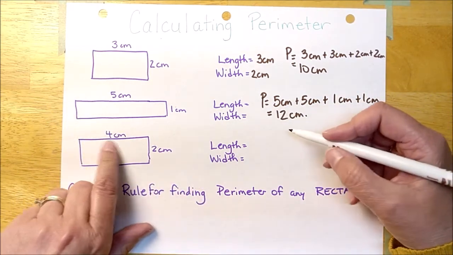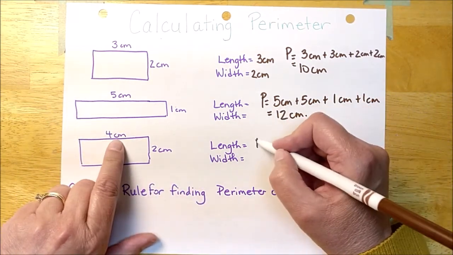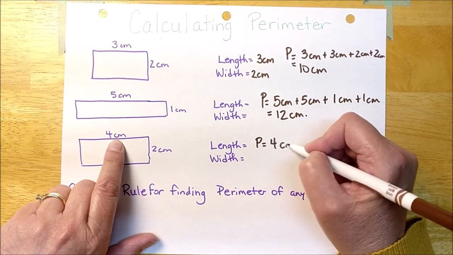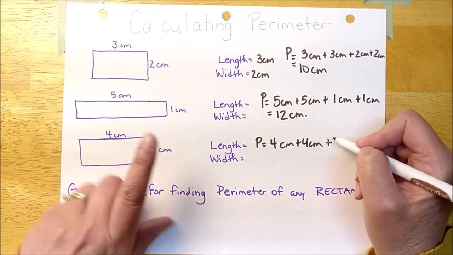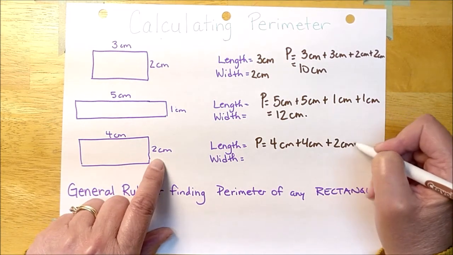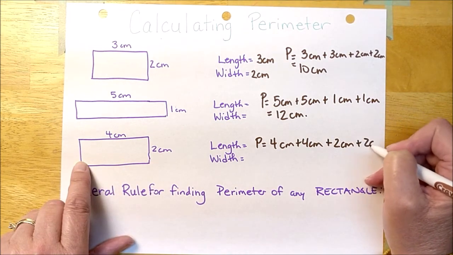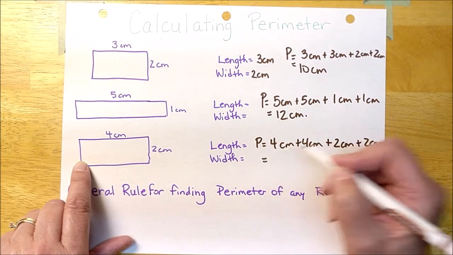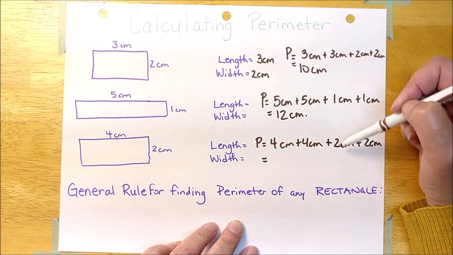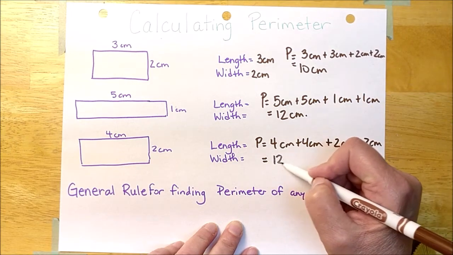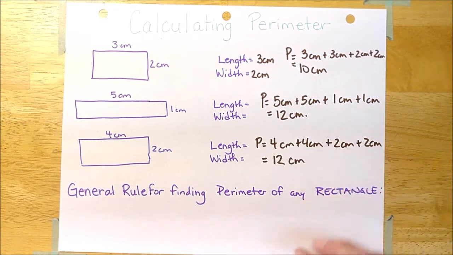So here my length is 4 centimeters. So I would say 4 centimeters plus 4 centimeters plus 2 centimeters from my width plus 2 centimeters from my width. And the perimeter of this rectangle will be 4 and 4 is 8, 9, 10, 11, 12 centimeters. So if you could see how I was doing that, you are doing awesome.